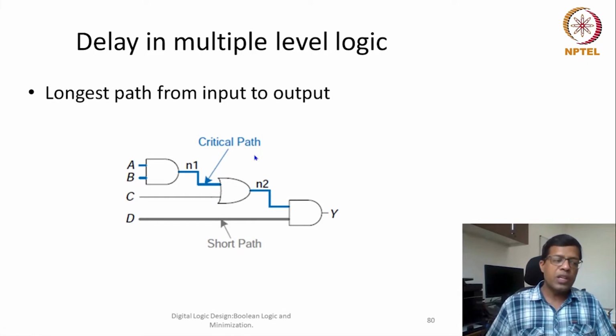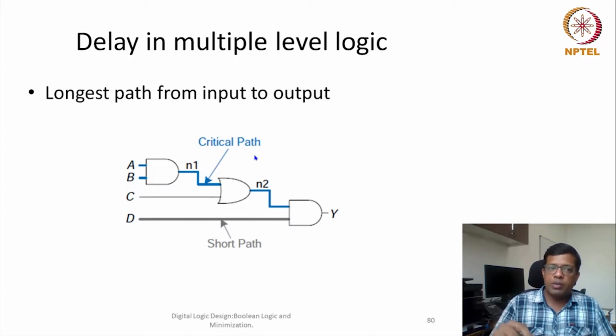This critical path would define the delay. So even in a two logic level implementation, this particular definition can work, whatever is the longest path. So in two level logic optimization, if at the first level a particular gate has more number of inputs, that will form the critical path. That would be part of the critical path.